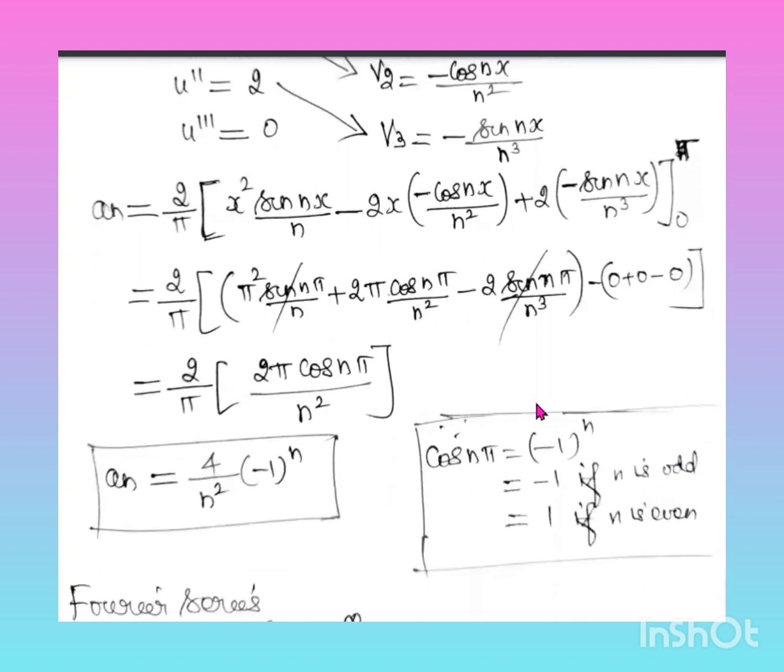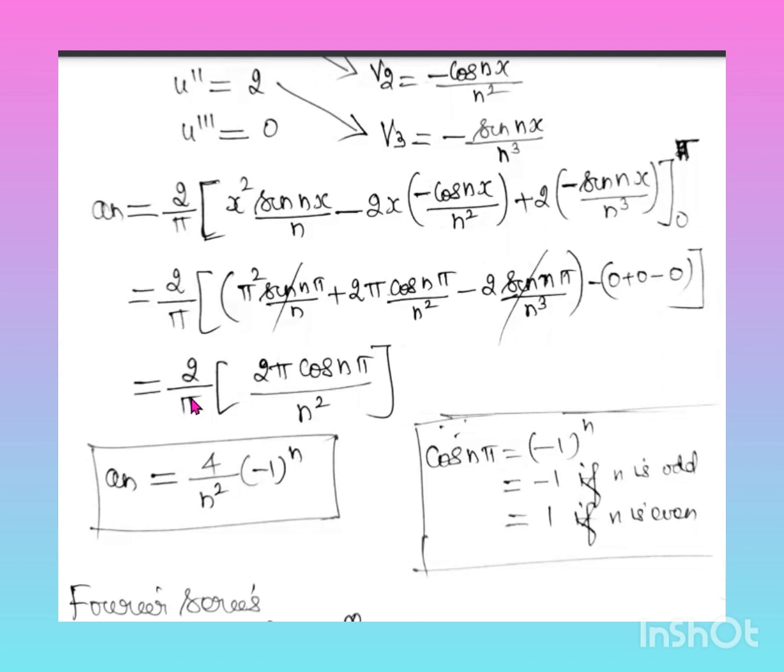So for x you have to apply the pi value, 2 divided by pi: pi square sin n pi by n, plus 2 pi cos n pi by n square, minus 2 sin n pi divided by n cube. If you apply the lower limit, each term will become 0. Sin n pi is 0, I have struck it out. So the last term, sin n pi divided by n cube, is also 0.